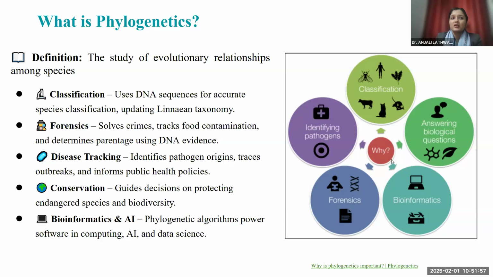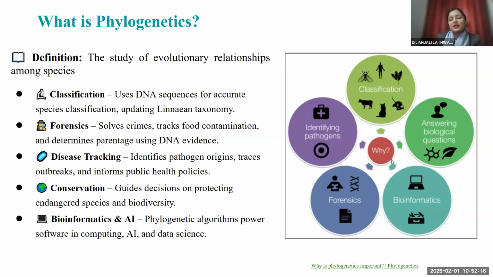Disease tracking as well. So how did we know that it came from bats? It did not impact them. So for pathogens, what is their origin, their traces, how did the outbreak happen? It really helps inform public health policies and decision making.